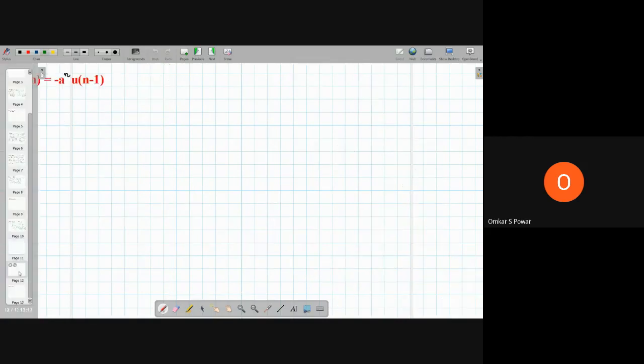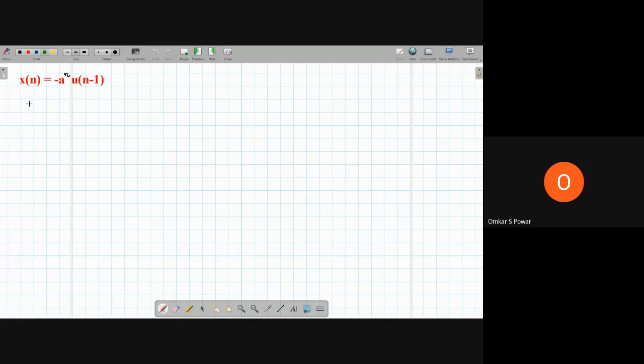Okay, so now let me go to another problem here. What we have is x of n is equal to minus a power of n into u of n minus 1. Let me write the mathematical expression first. x of n is equal to minus a power of n, or let me take this as u of minus n minus 1, so that there will be a thrill in solving. Otherwise u of n minus 1 will be boring. So minus n minus 1 is greater than or equal to 0, minus n is greater than or equal to 1, or n is less than or equal to minus 1.